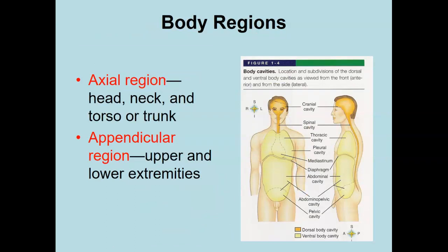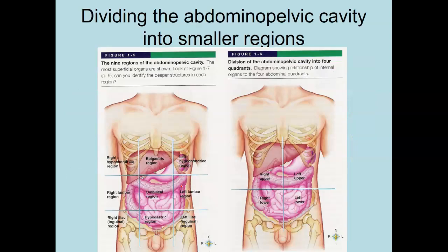So now, we can also divide these into the axial region or the appendicular region. You are going to see axial and appendicular a lot. Axial means center or the head, the trunk, the torso portion of the body. So all of this part is axial. Appendicular are going to be the arms and the legs, the appendages. That's how I remembered that. So upper and lower extremities, arms and legs.